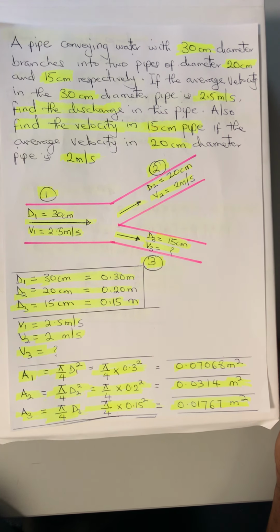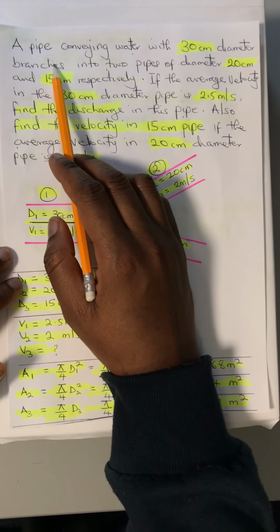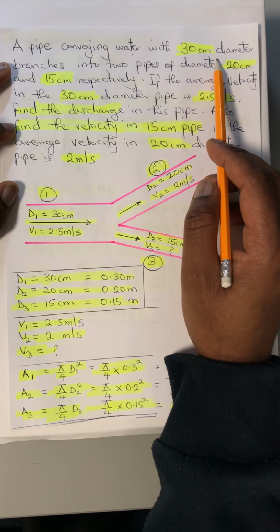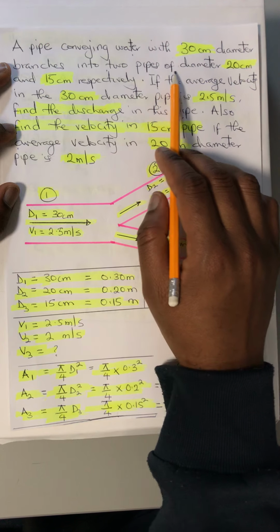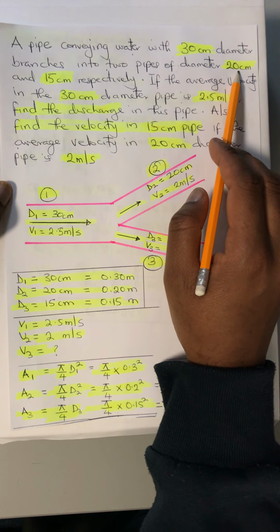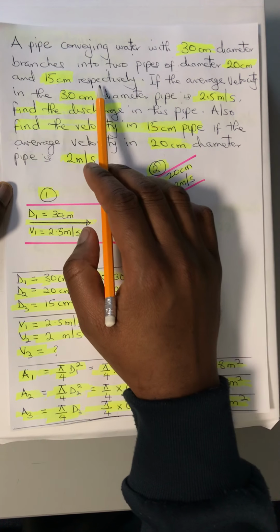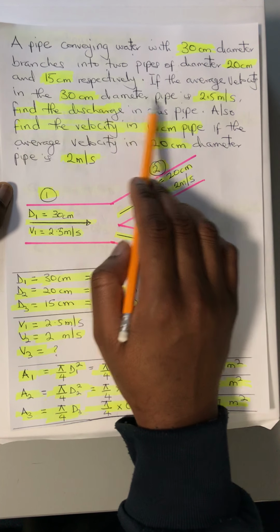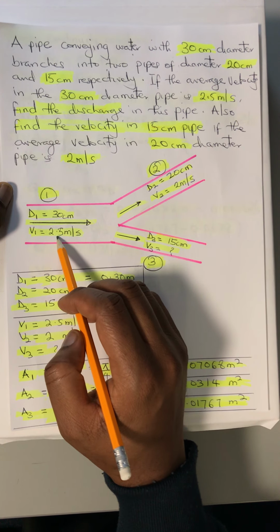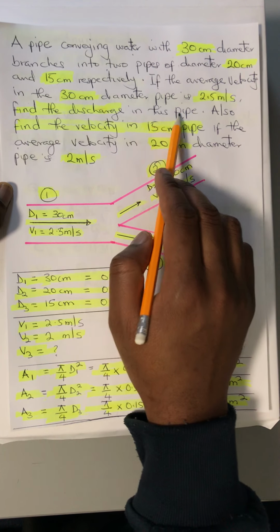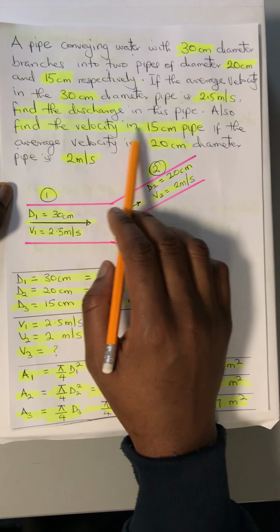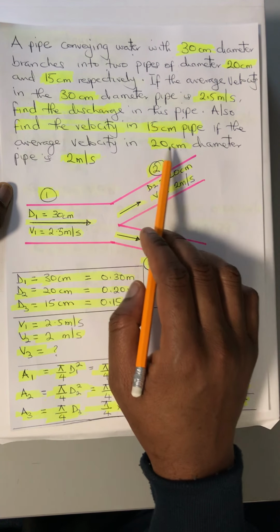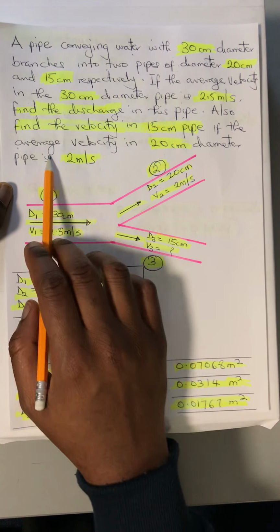Now, let's read out our question. A pipe conveying water with 30 centimeter diameter branches into two pipes of diameter 20 centimeters and 15 centimeters, respectively. If the average velocity in the 30 centimeter diameter pipe is 2.5 meters per second, find the discharge in this pipe. Also, find the velocity in the 15 centimeter pipe if the average velocity in the 20 centimeter diameter pipe is 2 meters per second.